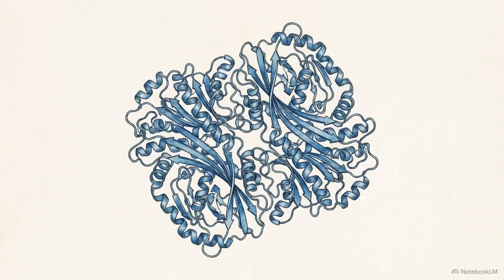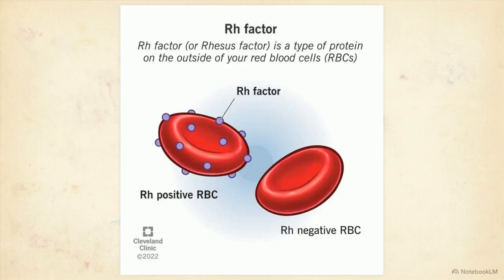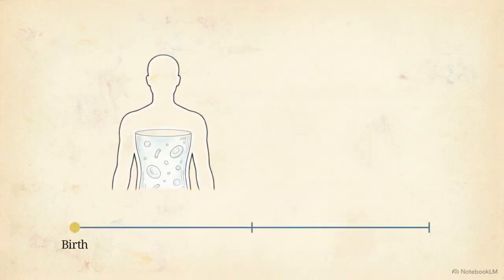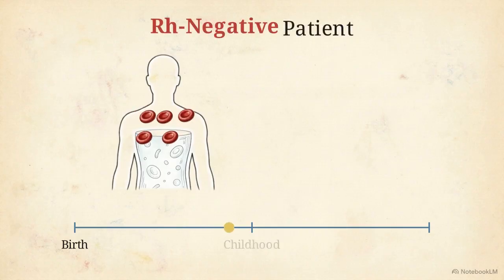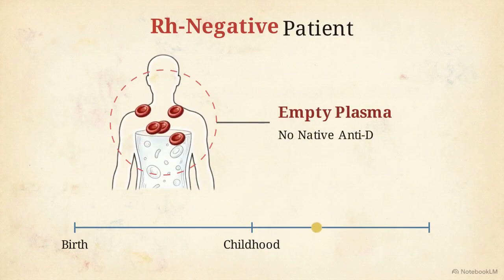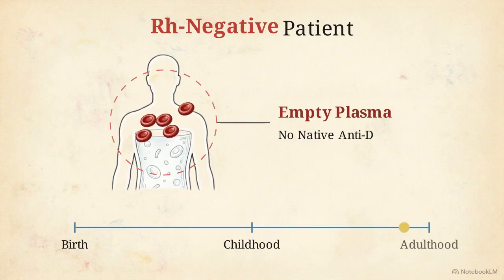There is a secondary required system for compatibility mapping, the Rh factor, specifically the D antigen protein. This illustration shows the structural difference. The Rh-positive red blood cell is studded with proteins, while the Rh-negative cell is completely smooth. Rh compatibility operates on a different biological timeline than the ABO system. A patient who is Rh-negative does not automatically possess native anti-D antibodies in their plasma.